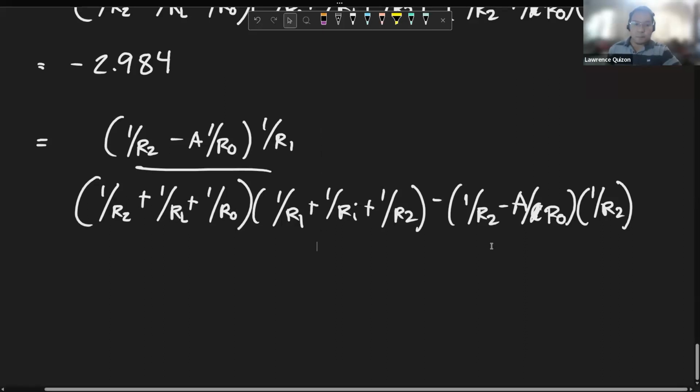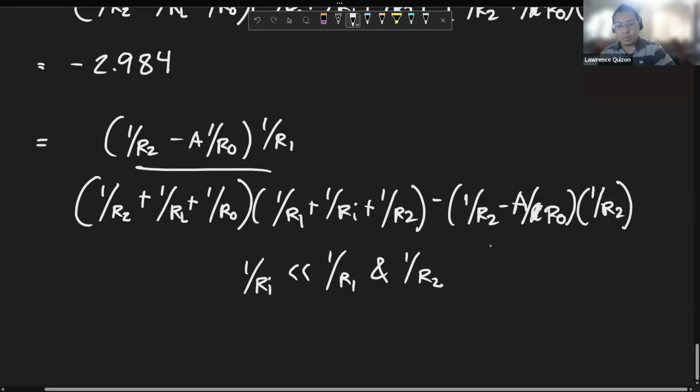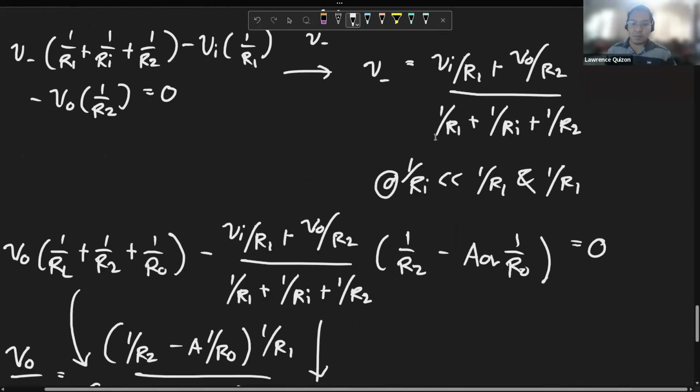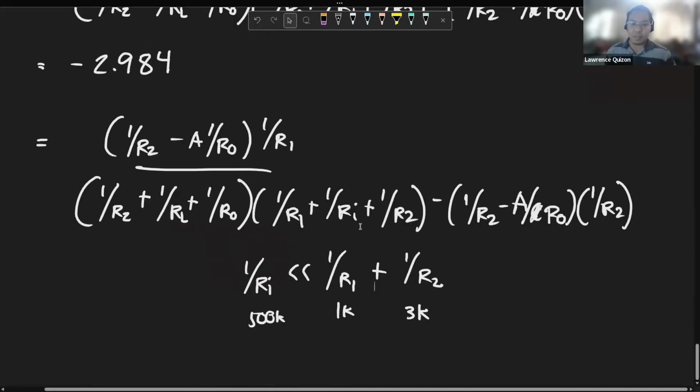Like what? No? As I said earlier, itong 1 over Rn is actually much smaller than either of these two. Or rather, really, all you need to know is that it's smaller than the conductance of R1 and the conductance of R2. Kasi ito is 500K, ito is 1K, and ito is 3K. No? So as early as the middle steps, you could have removed that contribution.